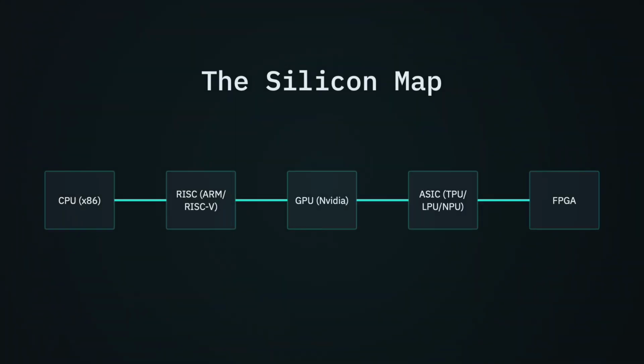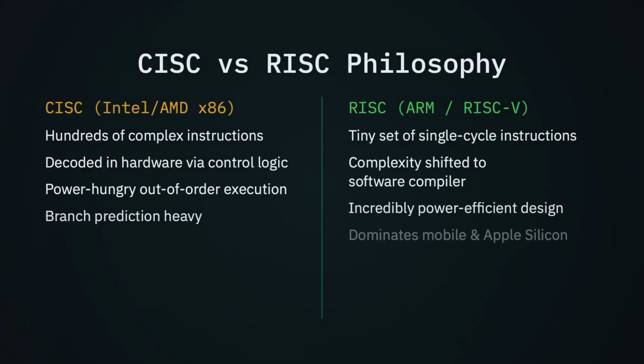Today we are moving away from the one-chip-fits-all era. The hardware landscape is fracturing into specialized silicon, from RISC architectures like ARM and open-source RISC-V to parallel processing GPUs, hardwired ASICs like Google's TPU and Groq's LPU, and local NPUs built into our laptops. Let's start with the foundational division in CPU design, CISC versus RISC.